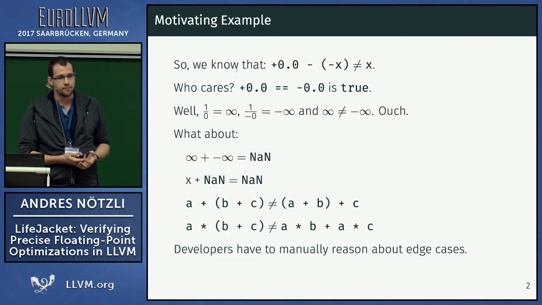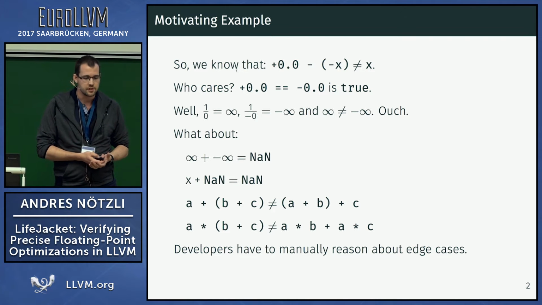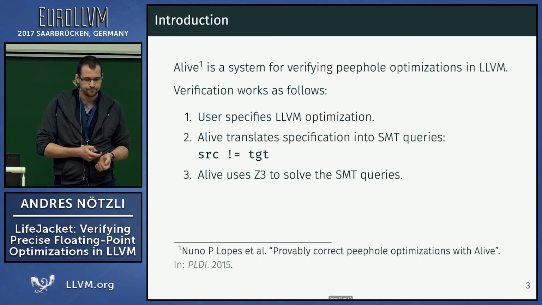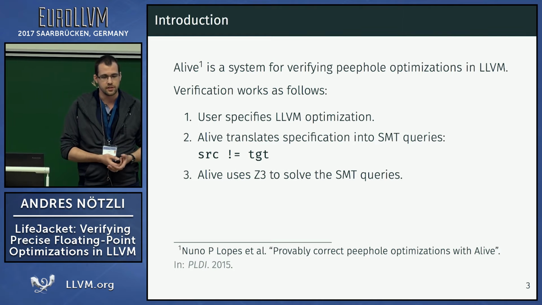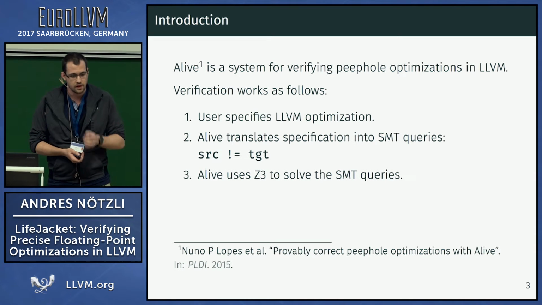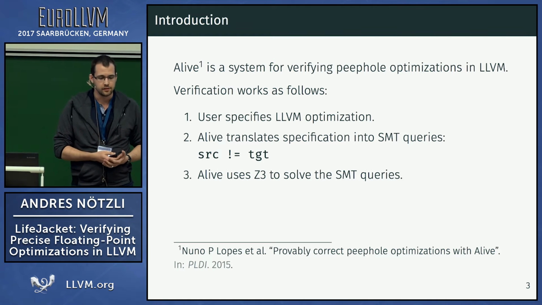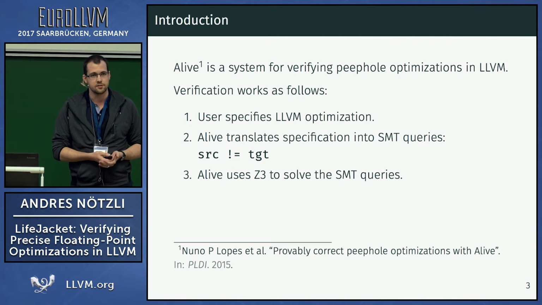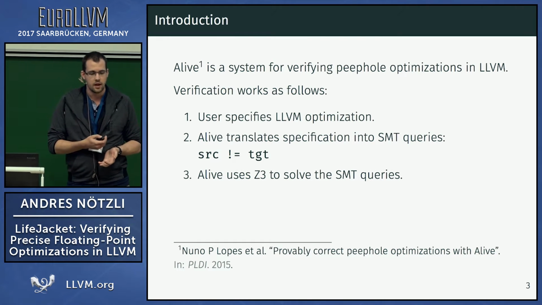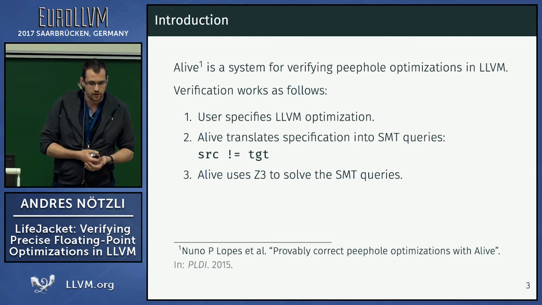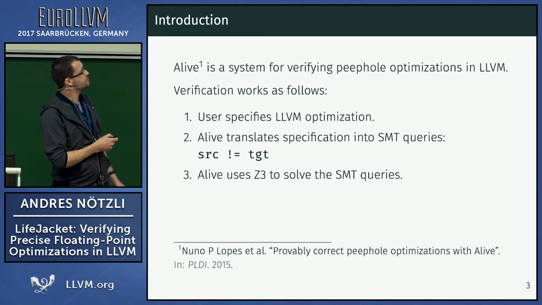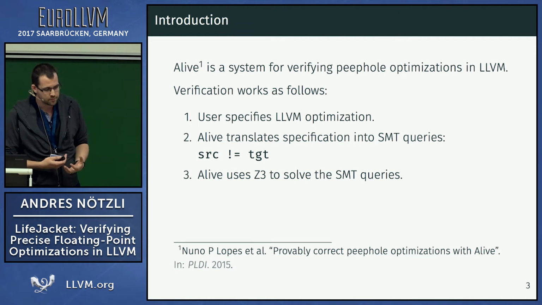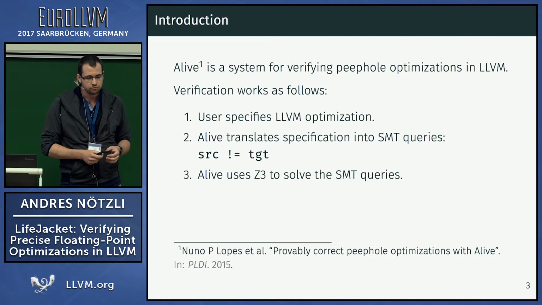And so we would like to automate this process, and this is what Lifejacket is about. So we're, of course, not the first ones that are interested in automatically verifying optimizations. And in fact, Lifejacket is built on top of an existing system called Alive, which is a system for verifying peephole optimizations in LLVM, created by Nuno Lopes et al. And it roughly works as follows. The user specifies an LLVM optimization in a domain-specific language.